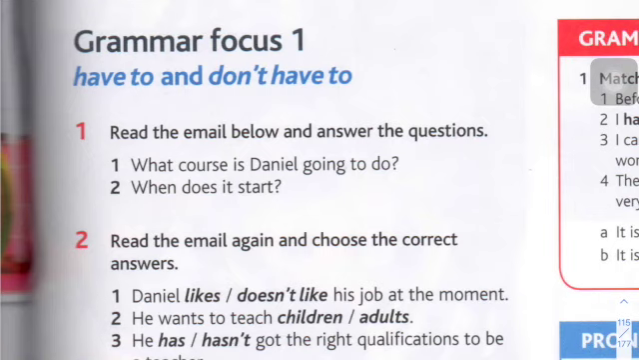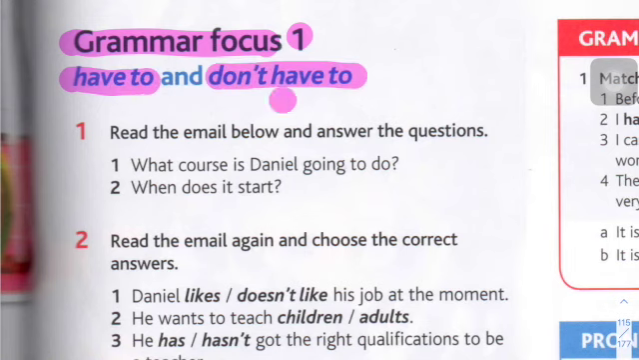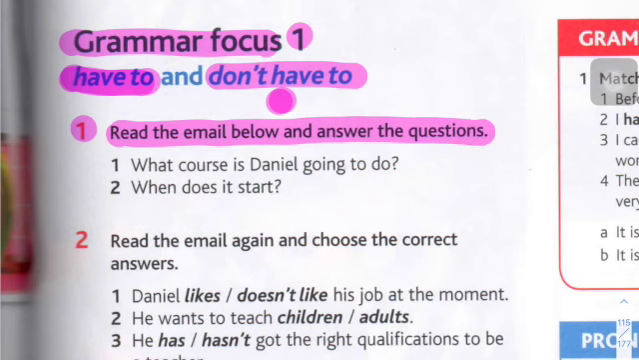Good. Now let's move to the grammar focus, the grammar focus for this week. Grammar focus 1. It says have to and don't have to. So this is just the negative form of this have to. Number 1. It says read the email below and answer the questions. So we have two questions for a reading we are going to do.